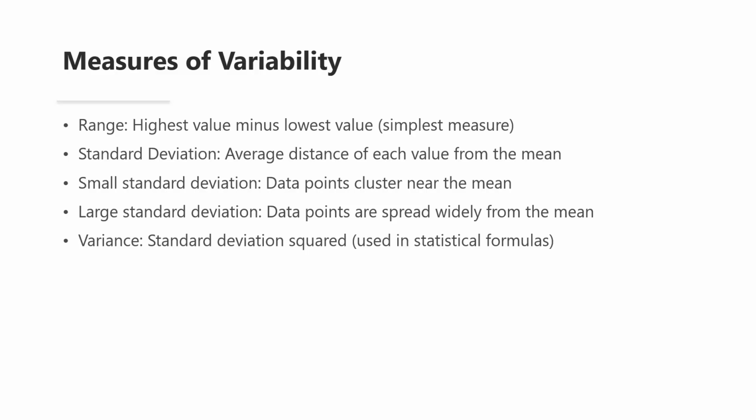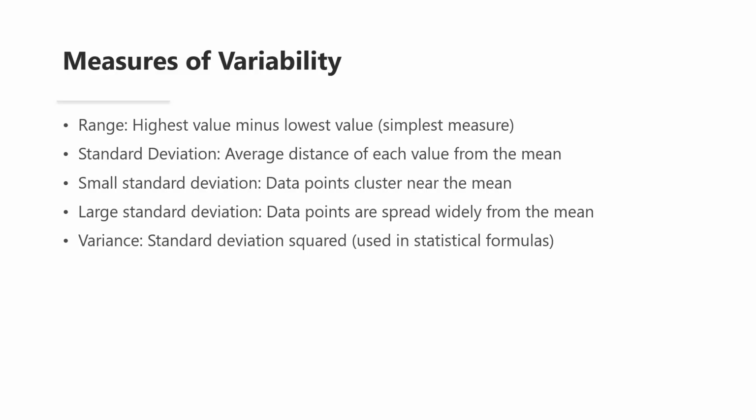Standard deviation is the most important and most commonly used measure of variability, and this is one you are going to want to understand deeply. It represents the average distance that each data point falls from the mean. A small standard deviation means that most data points are close to the mean, indicating that the data are tightly clustered. A large standard deviation means that data points are spread widely around the mean, indicating more variability.